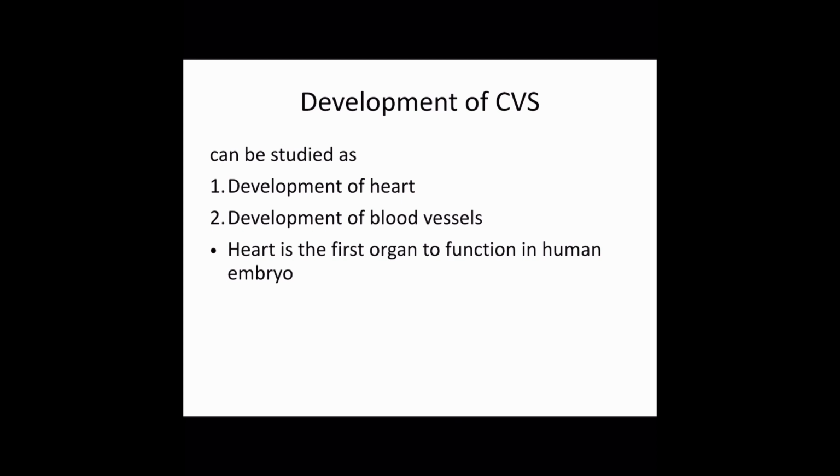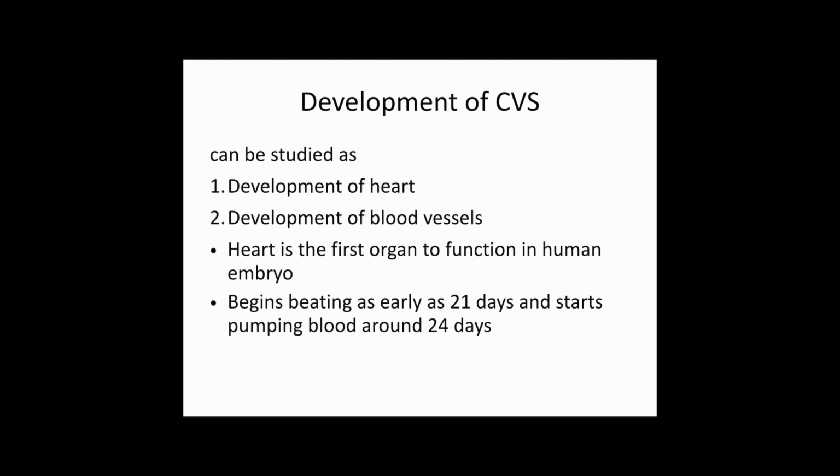The heart is the first organ to function in the human embryo. It starts beating as early as 21 days and starts pumping blood around 24 days. So all the remodeling of the interior of the heart occurs while the heart is functioning. It is an asymmetric organ; the right side is not an exact replica of the left side.